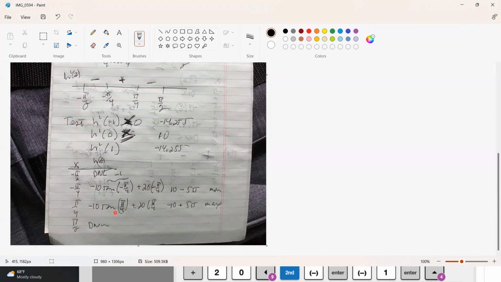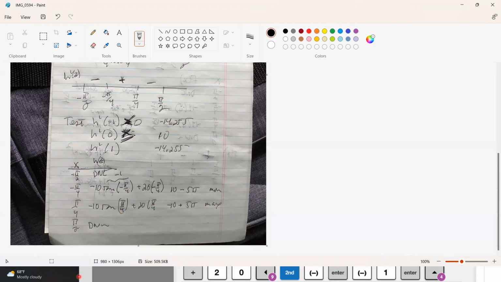And then I did the same thing for positive pi over 4. We get the same values, except the 10 is negative, and the 5 pi is positive. Well, this is 15, better than 15 minus 10, and this is going to be 10 minus something that's better than 15, so it's going to be a negative number. So this is the minimum, this is the maximum, and this is where they occur.